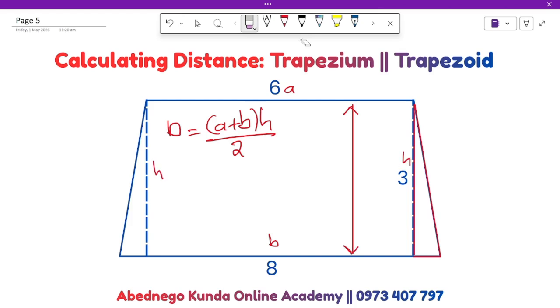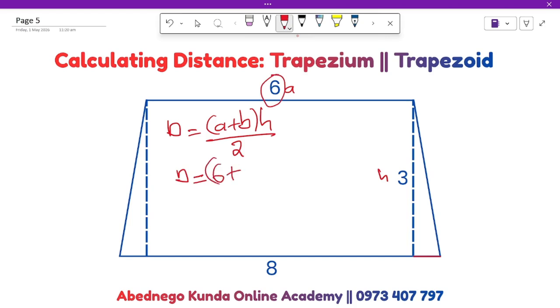That is your h. So now that we have figured out how to identify these sides, we can now plug in the values and then solve. So let's put our h this side where there is 3. So you can simply say distance is equal to, what is our a? The a we have assigned is 6, in brackets, plus what is the b? The b is this one here, 8. So 6 plus 8. The height is 3. Everything over 2.